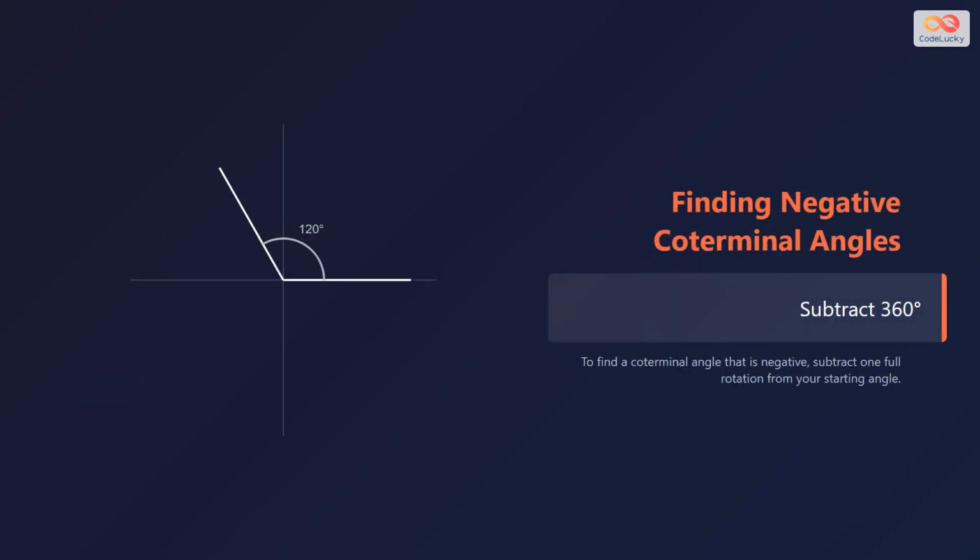Now, what if you need to find a negative coterminal angle? The process is just the reverse. You subtract 360 degrees. This represents a full rotation in the clockwise direction.